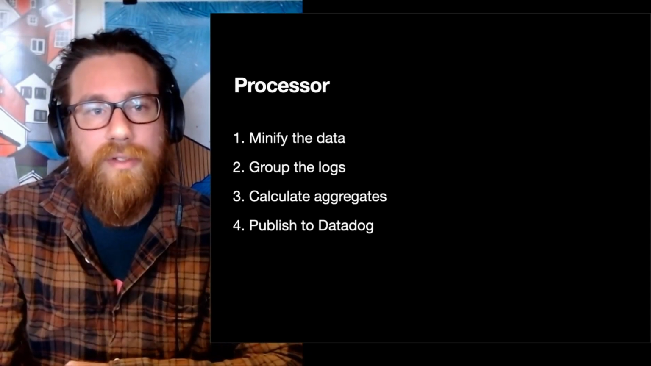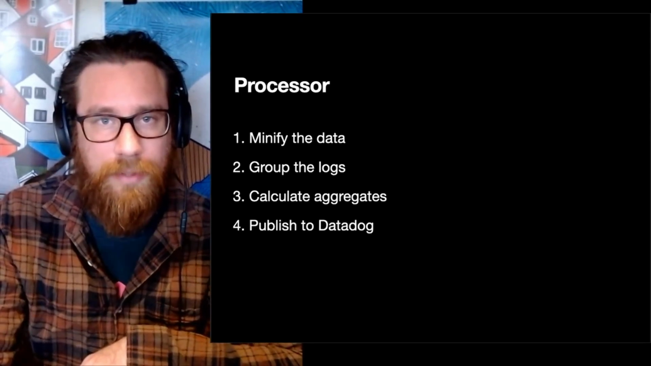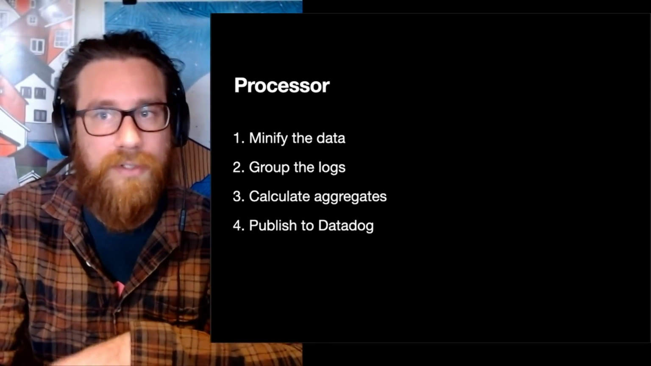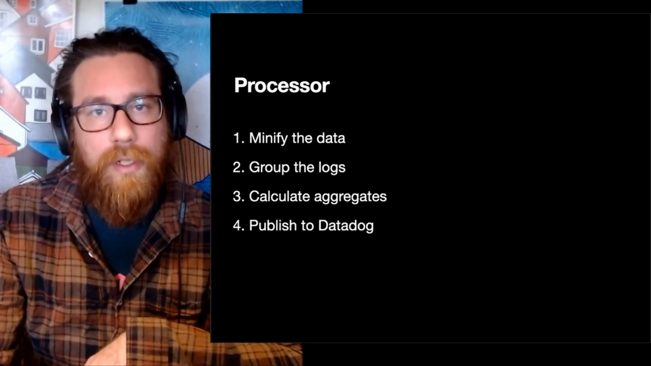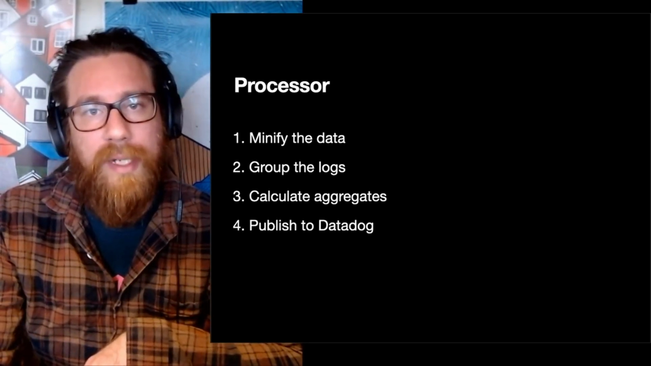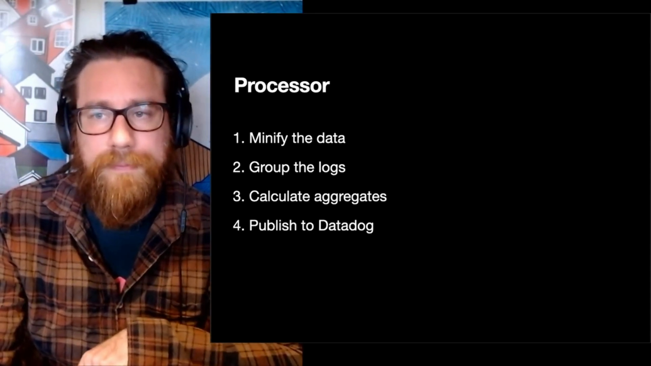So once your data is minified, you also pull out any columns that aren't needed, say user agent, for example. You group the logs. We group them by host header and by minute. And for each group, we calculate the aggregates.